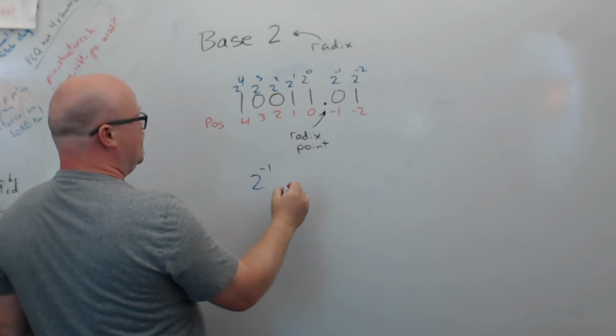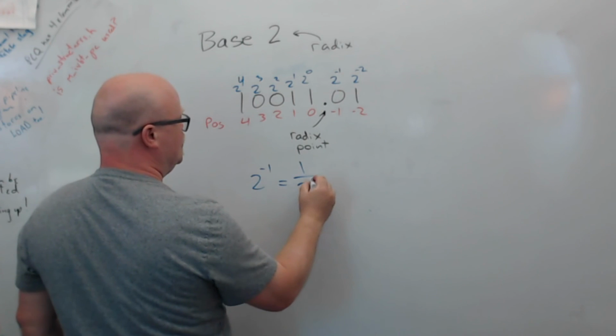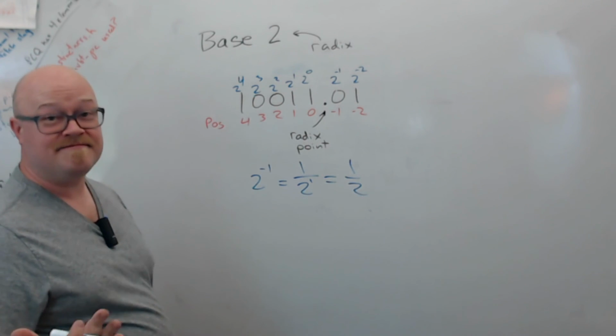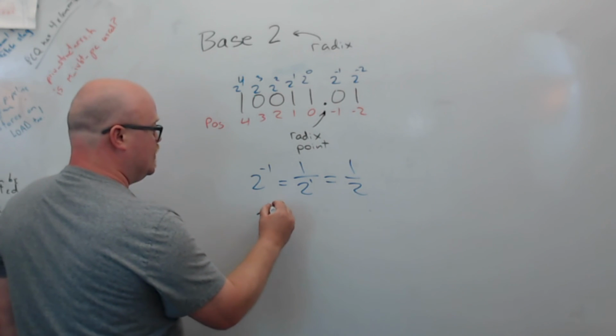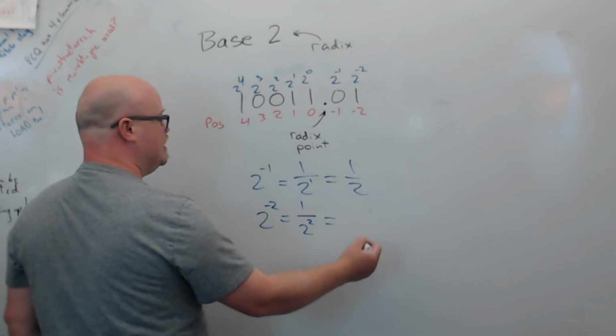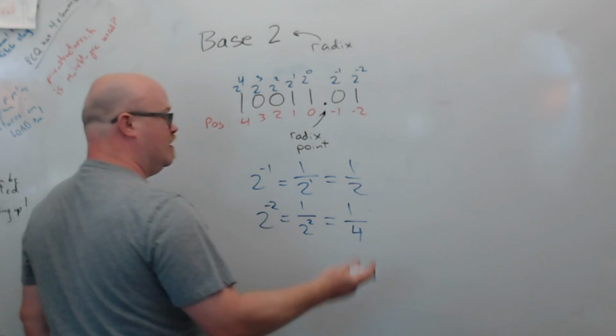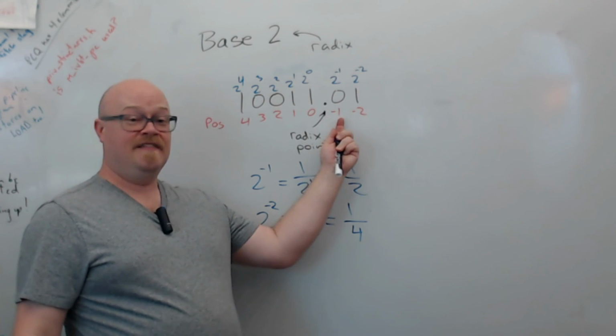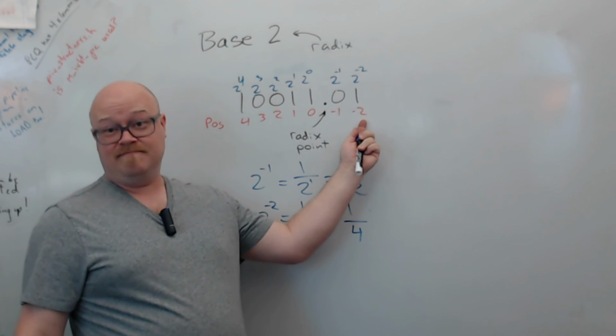2 to the -1st is the same thing as 1 over 2 to the 1st, which is the same thing as 1 over 2, or 1/2. 2 to the -2nd is equal to 1 over 2 to the 2nd, which is equal to 1 over 4, which is the 4ths. So this is the halves position. This is the 4ths position.